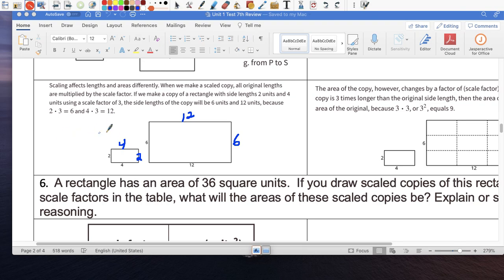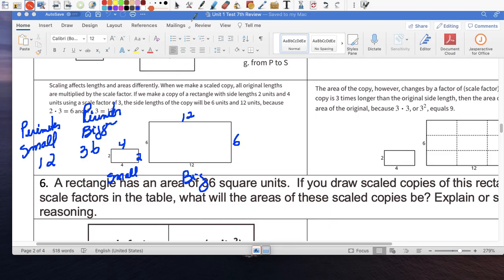The perimeter, let me write small, the small one, and the big one here. Right, so the perimeter of this small rectangle, if we add all the side lengths, 4 plus 2 plus 4 plus 2, we get 12. Now we do the perimeter of the bigger rectangle. We get 12 and 12, which is 24. 24 plus another 12 is 36.